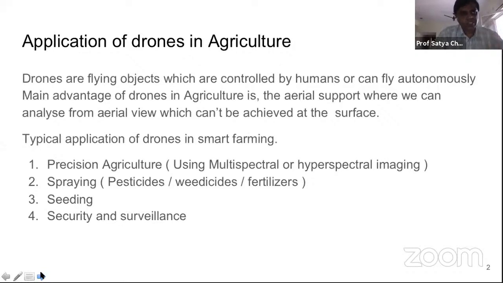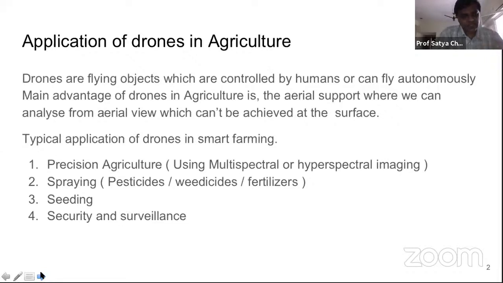The typical application of drones in smart farming is primarily precision agriculture, where you can use multispectral or hyperspectral imaging, looking at the crop colors, and then do deep learning to understand what the growth phase of the crop is, including crop height, crop cover, and so on. So that's not what we are talking about in this. We're going to be talking about spraying, which is spraying pesticides, the weedicides, the fertilizers.